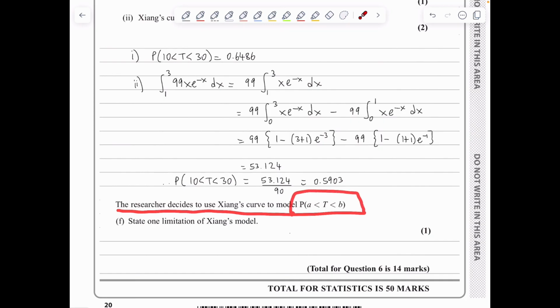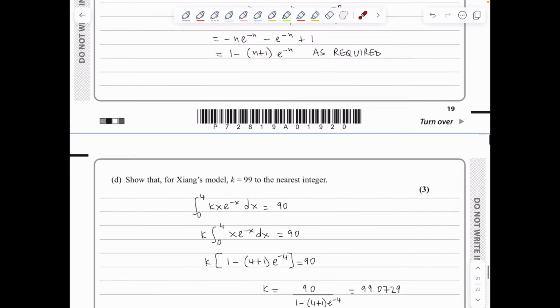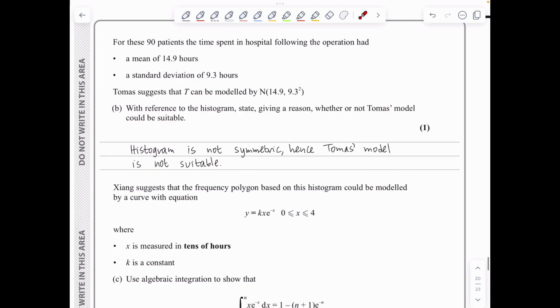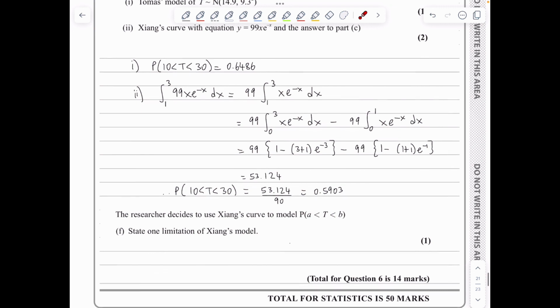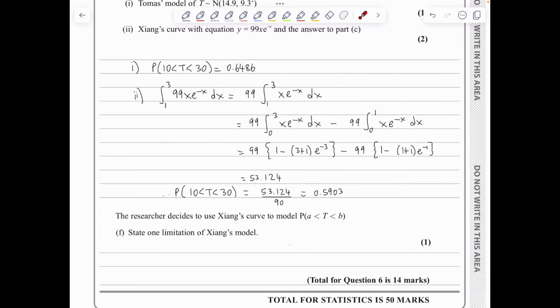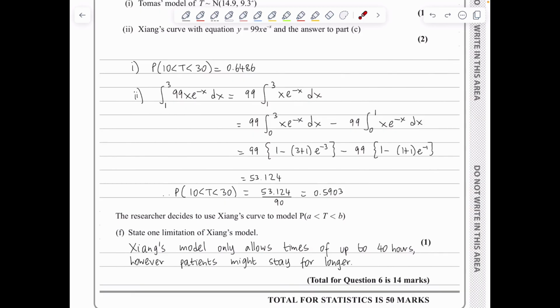And finally, in part F, we've got the researcher deciding to use Xiang's curve to model the probability of capital T being between a and b. And we need to state the limitation of this model. Well, if we briefly go back to the definition of the model here, we can see that x can attain values between 0 and 4. And since x is measured in tens of hours, this means that the model proposed by Xiang can only allow for times of up to 40 hours. However, patients might stay for longer, and this is indeed a limitation for the proposed model.